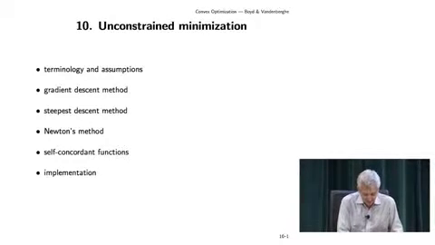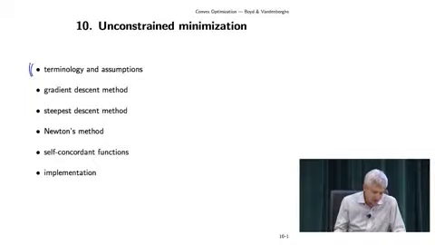Today, we're going to look at unconstrained minimization. So that's how you minimize a smooth convex function. That's what we're going to look at, and we'll start with just some basic ideas and definitions about what it means to minimize it.